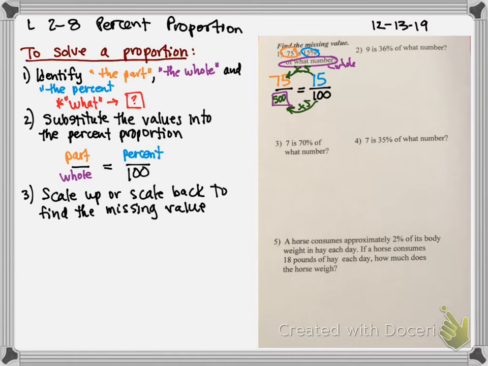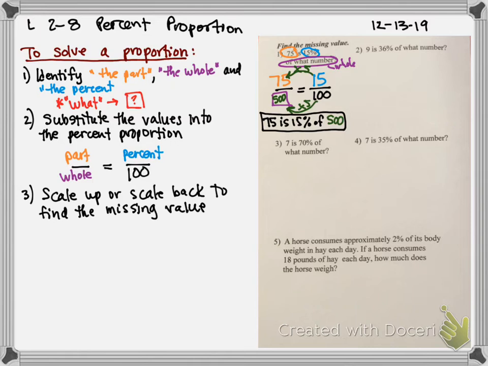So what I can write for my answer is 75 is 15% of 500. And that's my answer. Ooh, that was kind of exciting. That mystery was solved rather quickly.